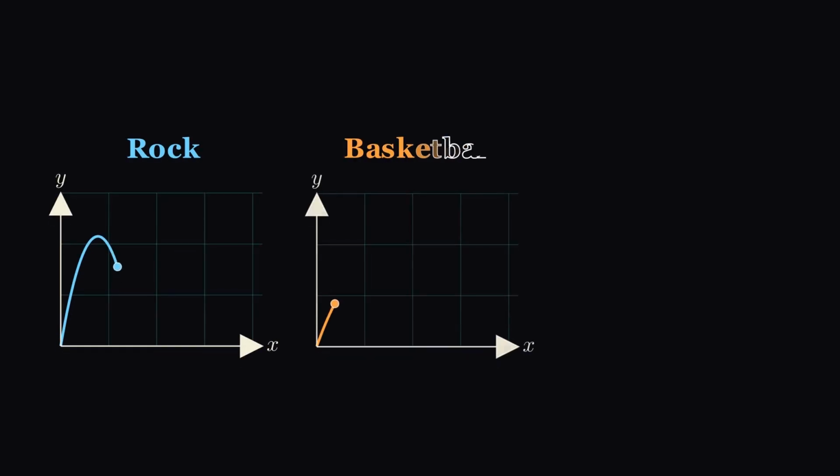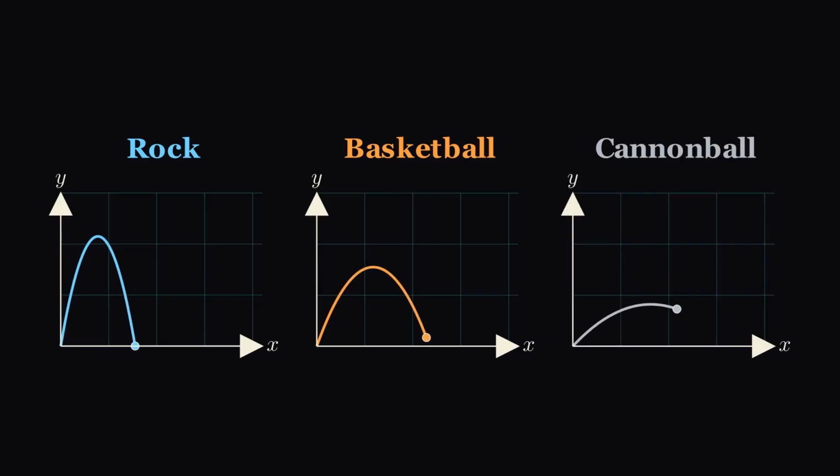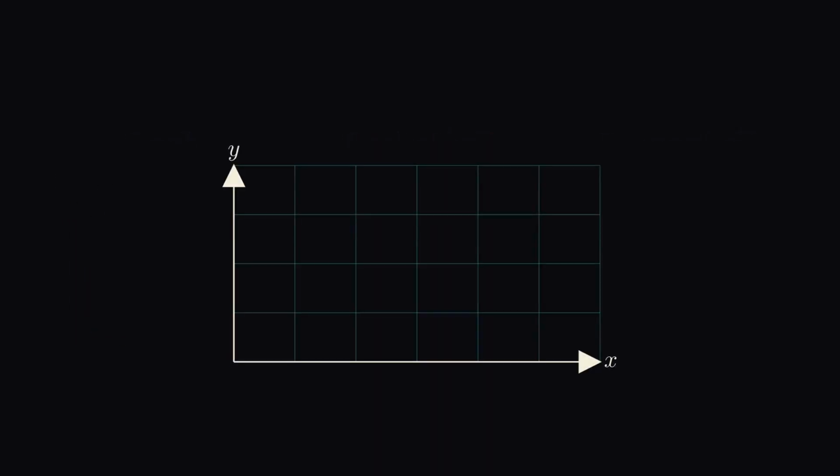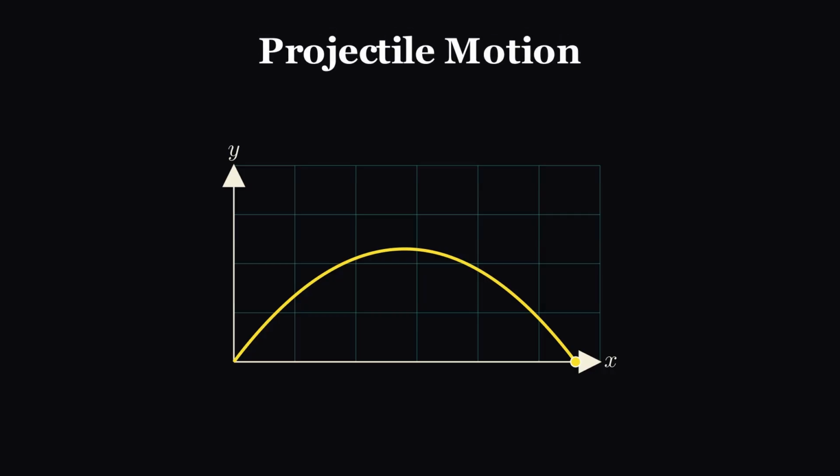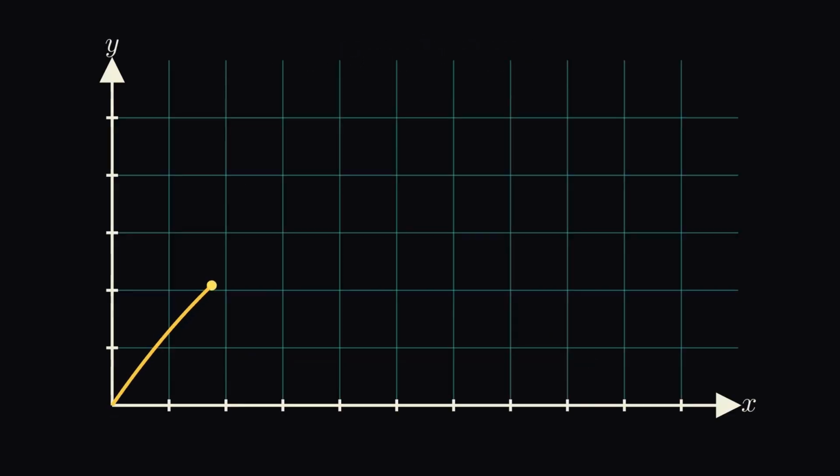Have you ever wondered why every time you throw something, a rock, a basketball, or even a cannonball, it seems to follow the same kind of path? It goes up, for a moment it slows down, and then it falls back down, tracing a smooth curve through the air. This is called projectile motion, and in the ideal case, when we ignore air resistance, that curve is called a parabola. Projectile motion happens when an object is launched and then moves under the action of gravity.